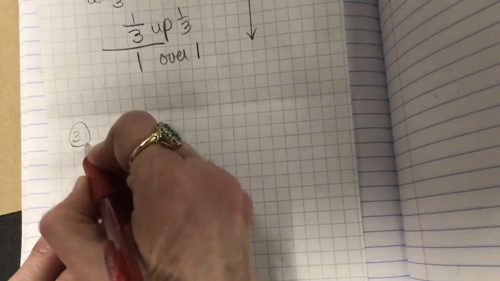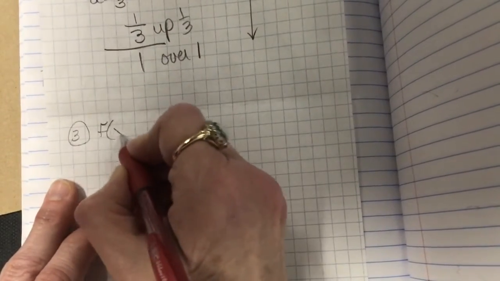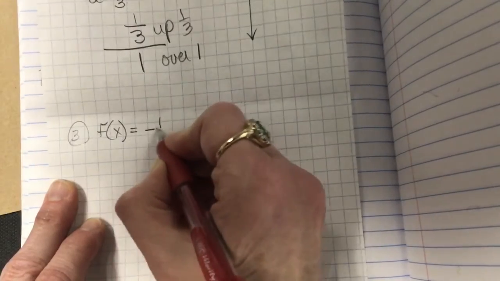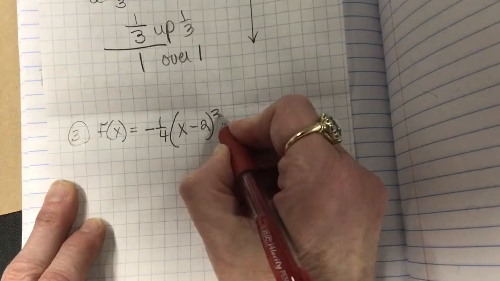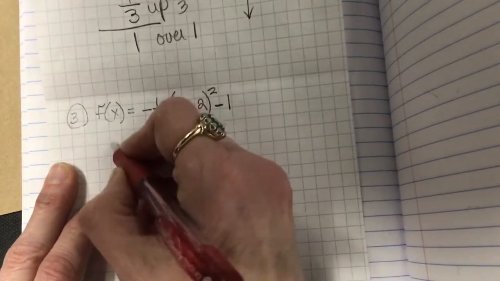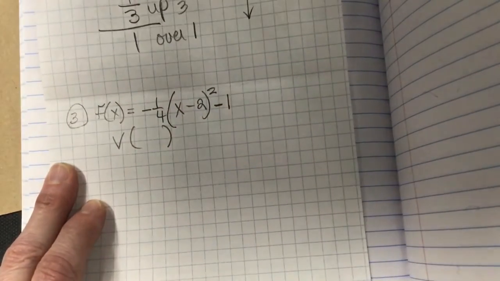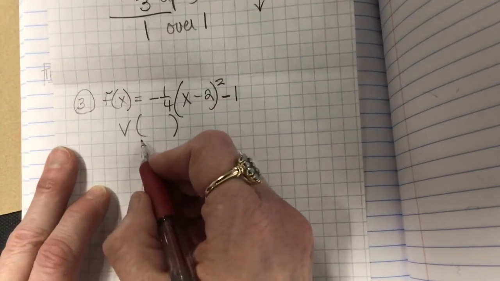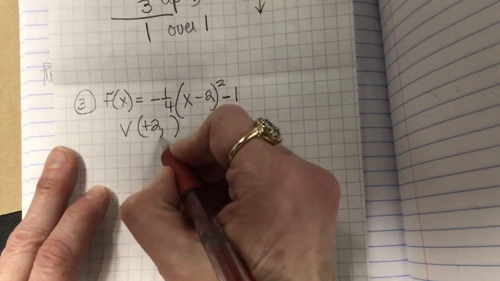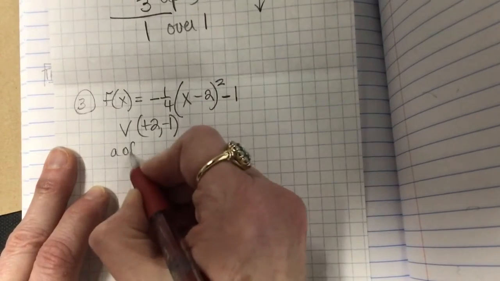We didn't think about it. Let's do another one real quick. Number 3. Let's do f of x is equal to negative 1/4, open parentheses, x minus 2, quantity squared, minus 1. What's the vertex? You see it? Positive 2, negative 1. What's the axis of symmetry?